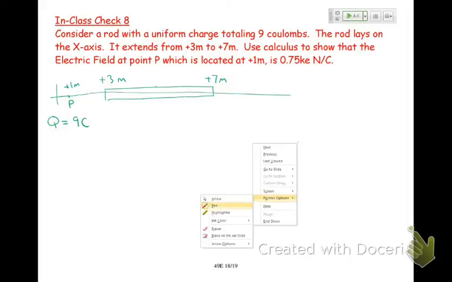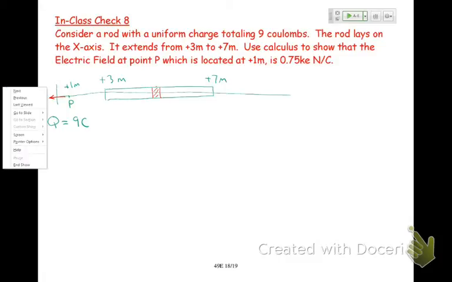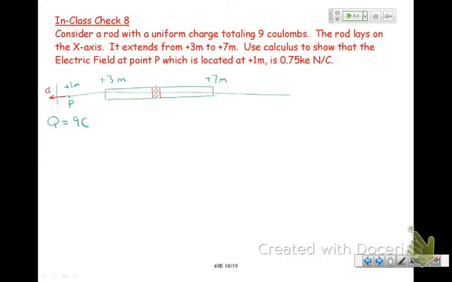So change the color of my pen. Let's go to a red color because this is important, okay? So I'm going to divide this up into slices because that's how I do calculus. And each slice is going to give me a little bit of an electric field. I'm going to say dE.